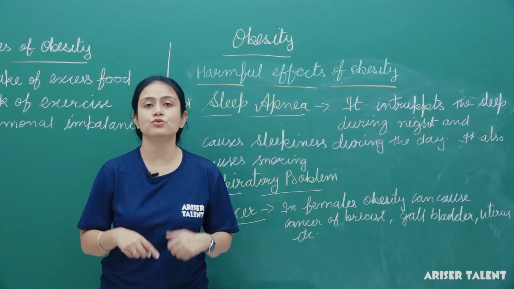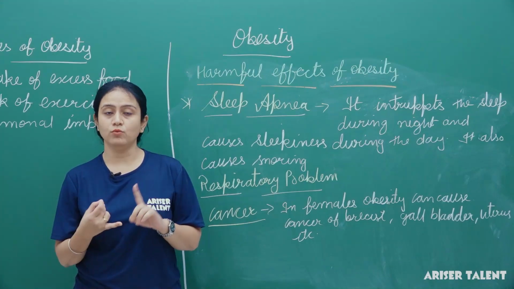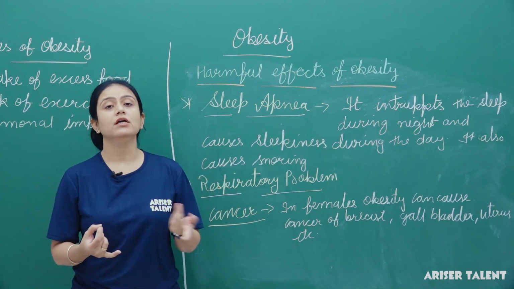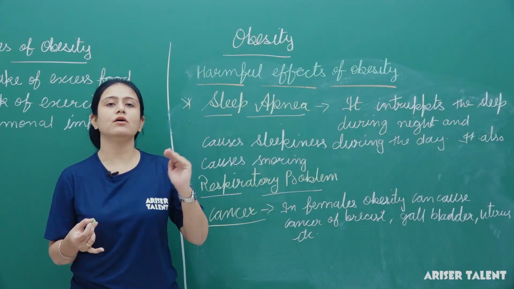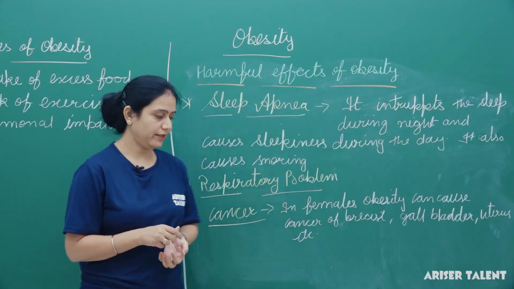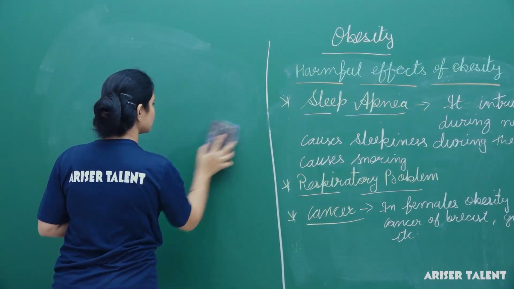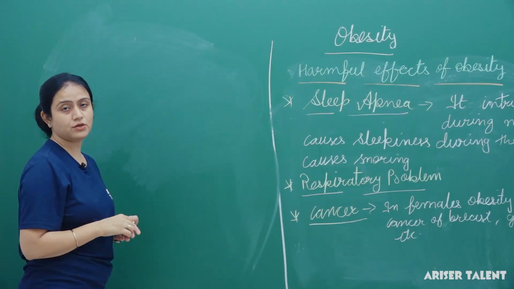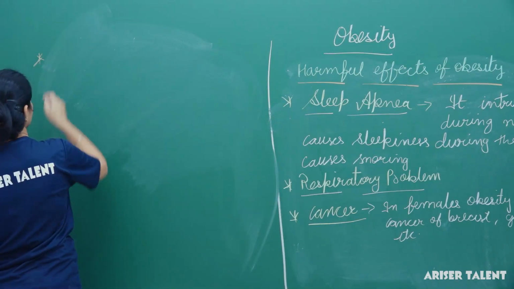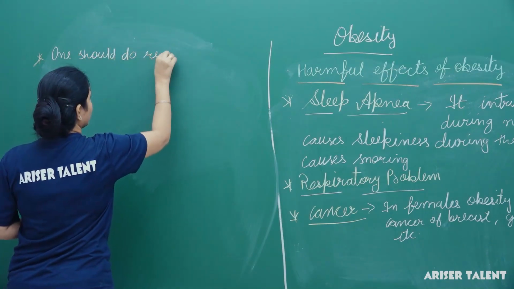Now, what should one do to reduce obesity or to avoid the extra accumulation of fat? One should take fiber rich food, meaning fruits and vegetables. One should do regular exercise and avoid food rich in potassium. Regular exercise will help to reduce the fat. Next is what to do in case of obesity or how to avoid obesity. One should do regular exercise.